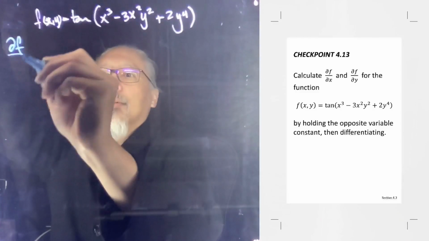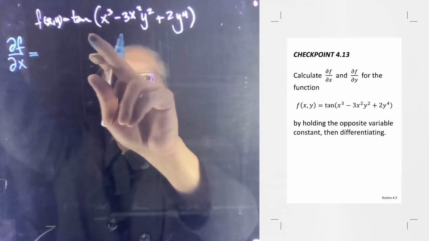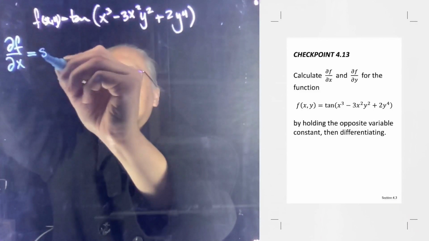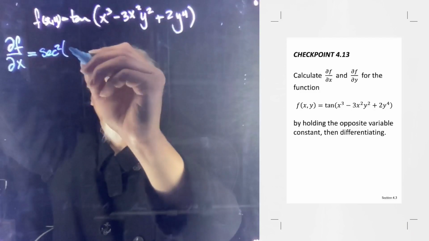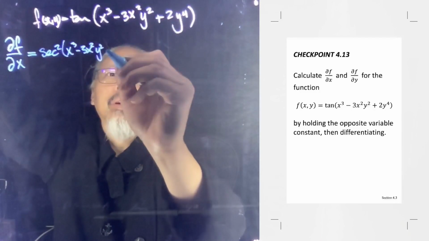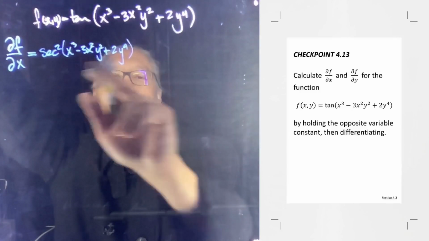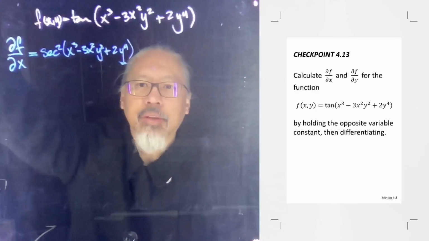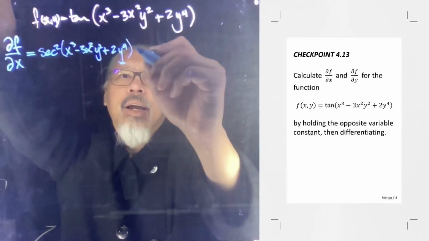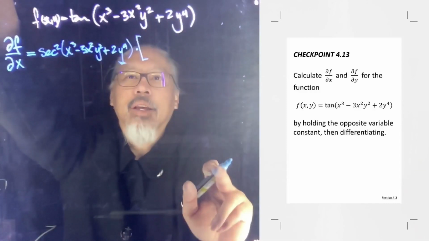So our first one, the partial of f with respect to x, is going to be given by the derivative of tangent of something, which is the secant squared of that same something, x cubed minus 3x squared y squared plus 2y to the fourth. So nothing inside changes when we take the derivative of the tangent. So that's the secant squared of that. And then now we multiply times the derivative of what was inside of the tangent.